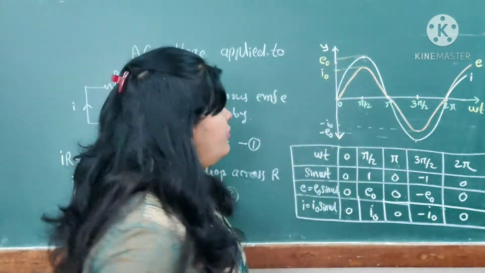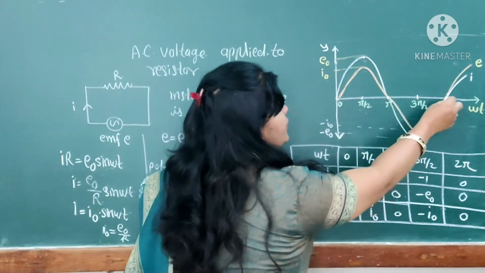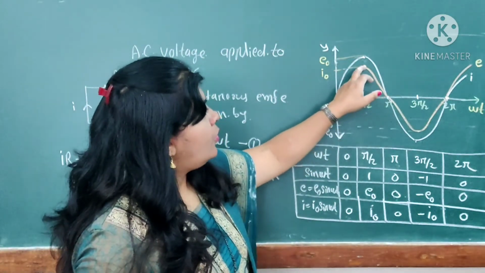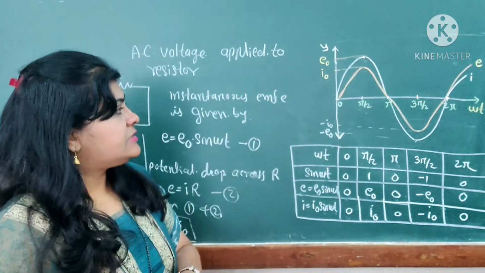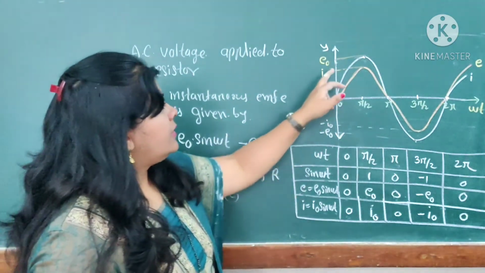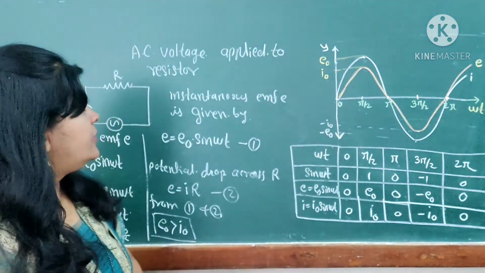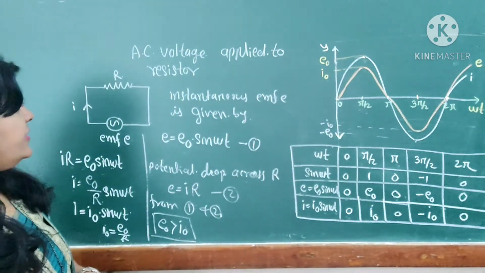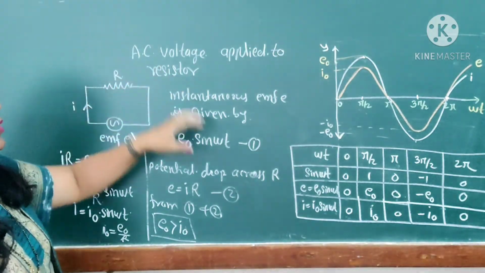Like that, plot the graph of it. Wherever the two points are joined here, 0, pi and 2 pi, these two graphs will be joined together. Only at the maximum they are separated, and the current is less than the EMF value of it. This is the way we can plot the graph of the instantaneous EMF and the current. And here is the explanation of this for the AC voltage.